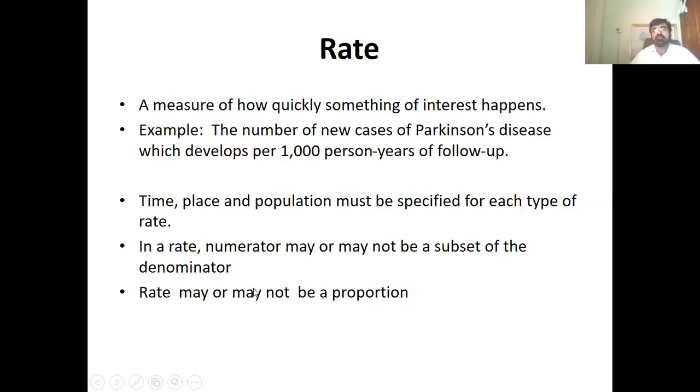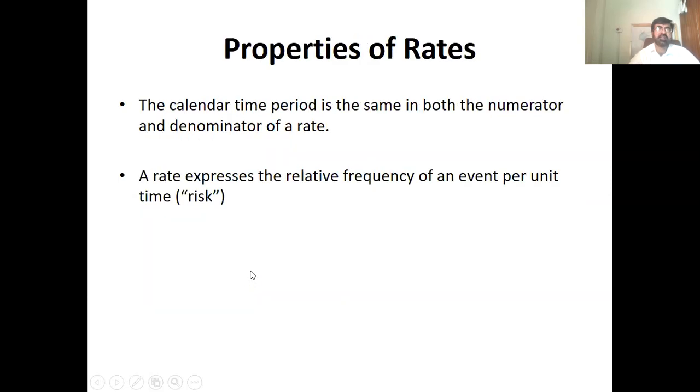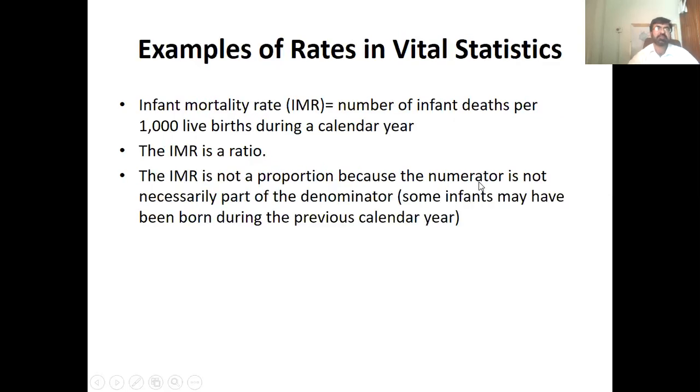And if the year is mentioned or not mentioned, and if the numerator is not taken from the denominator, then it is not a proportion. Then it is a ratio. Properties of rates. The calendar time period is the same in both the numerator and denominator of a rate. A rate expresses the relative frequency of an event per unit time.